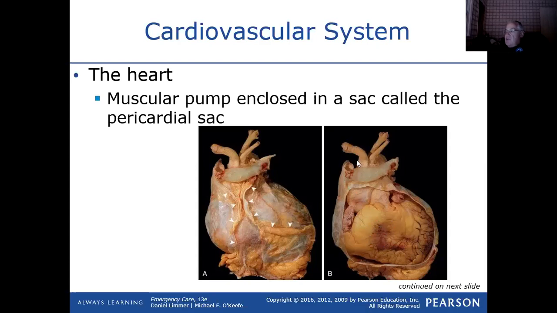Okay, and you can see some blood vessels coming off, right? This is probably part of the aorta. Off your aorta come 3 big blood vessels. We'll see in a second.